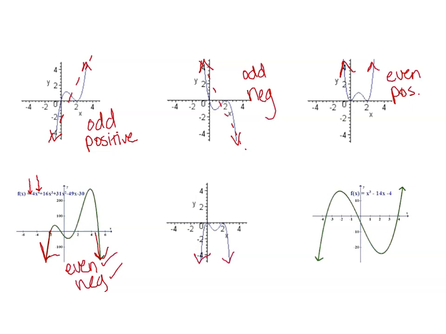Here we've got the same situation, both doing the same thing, so it's even. Both down, so it's negative. And here they're doing opposite. This is going down, this one's going up, which means that it's odd. And if I were to connect those arrowheads with a line, the slope would be positive.